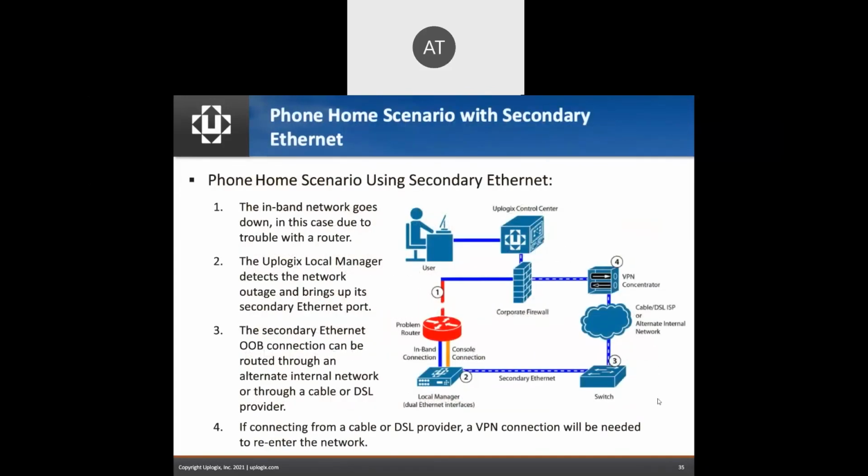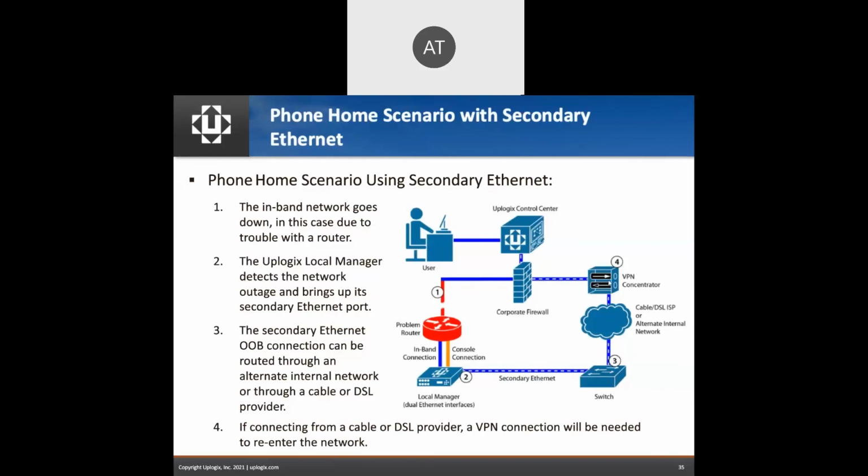So here's that scenario. It's really similar to the others in that we're monitoring the network. When we see that there's an outage, we turn on the out-of-band. In this case, the secondary Ethernet, which in this example is connected to some sort of cable DSL ISP or alternate network, whether it's satellite backfill or whatever it might be.